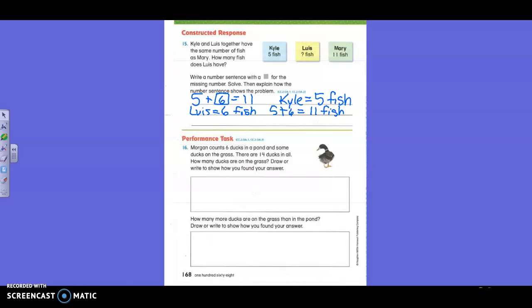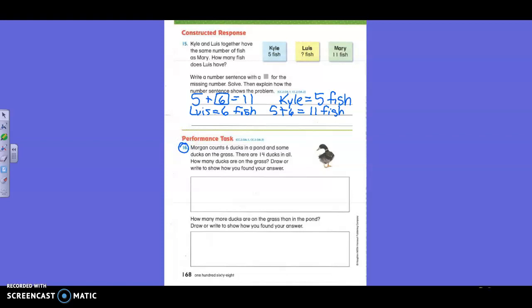We're going to do number 16. So you guys, tomorrow you will probably have to read a problem. You will have to write a number sentence like we did with a box showing where something is missing. You will have to solve it, and then tell me how you solved it. Like I said, Kyle has 5 fish. You didn't know how much Lewis has, we figured out that it's 6, because we know 5 plus 6 equals 11, right? Okay.